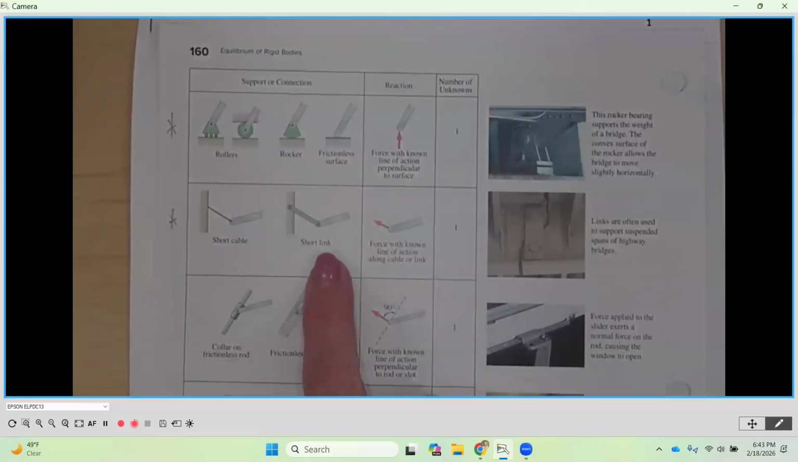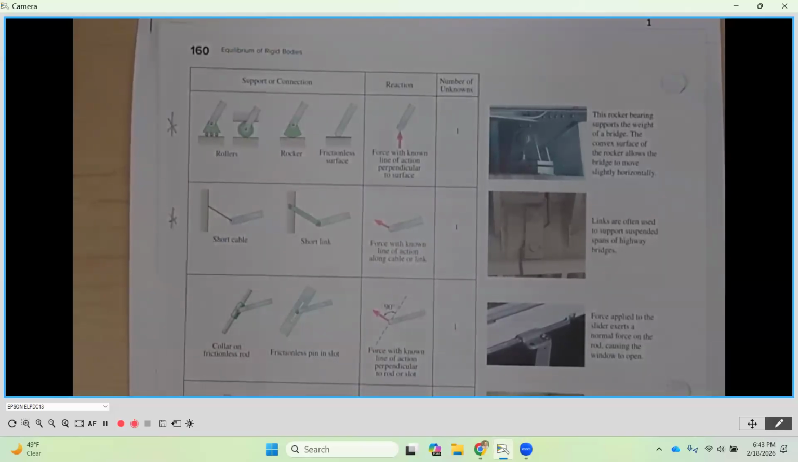If we have a short link, now a short link looks similar, but there's thickness there and it's probably made out of some sort of metal.